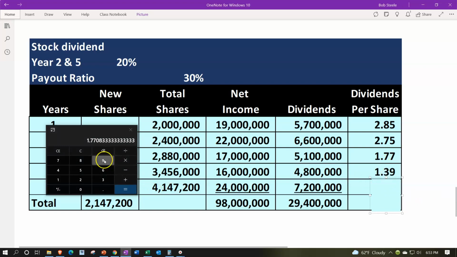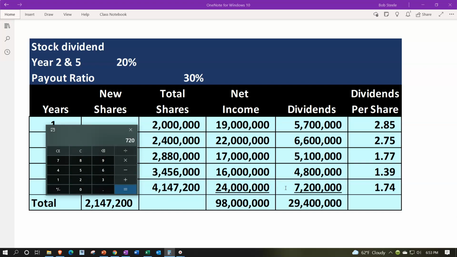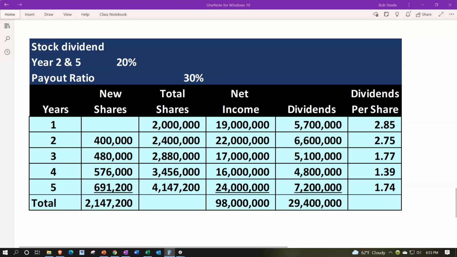Then in year four, what happened? We had dividends of the 4,800,000 divided by the 3,456,000. That gives us the 1.39 about. One more time. This is the last one, and we have to stop after this, so make sure you enjoy this one. It's the last one. 7,200,000 divided by the 4,147,200. That's going to give us our 1.74 about. Then, of course, we can total some of these up. Total dividends per share at the 9.4 in total.